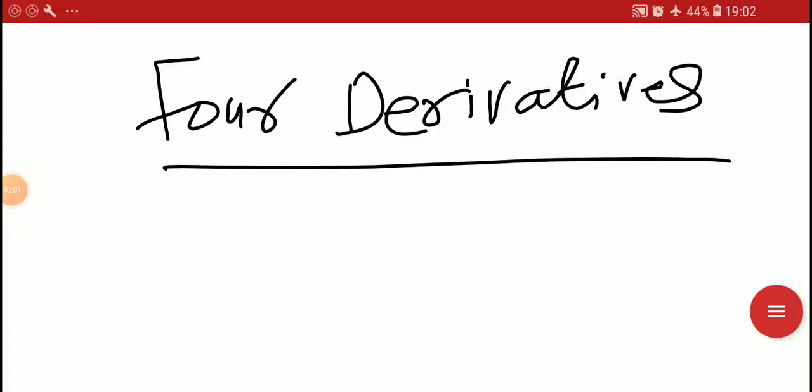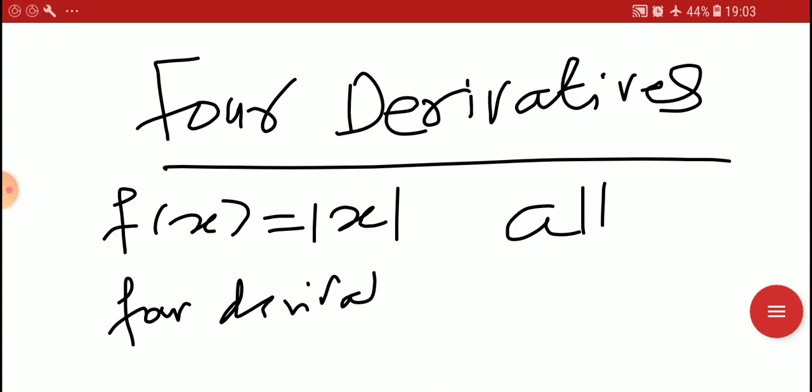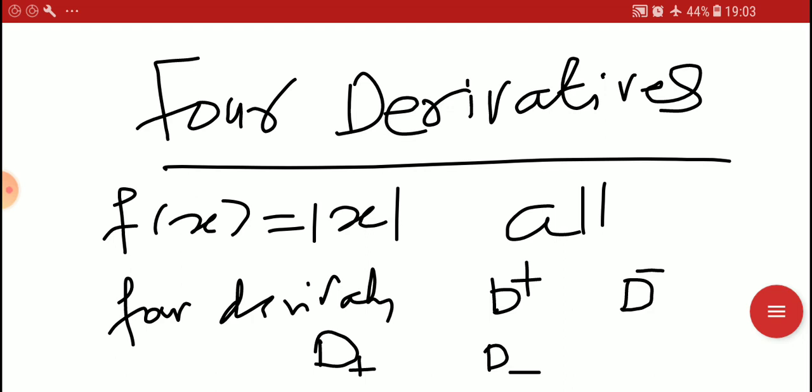Now we discuss a problem on four derivatives. The problem is, let f(x) = |x|, the modulus function. Then find all four derivatives. Four derivatives means D⁺f(x), D₊f(x), D⁻f(x), D₋f(x).